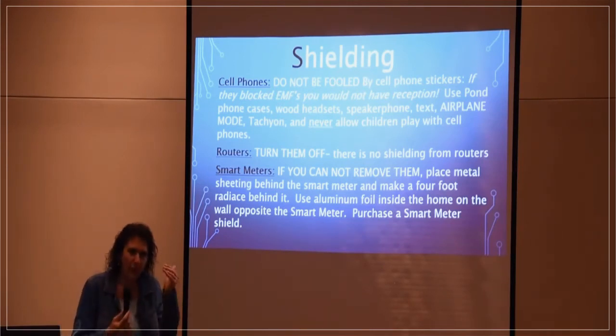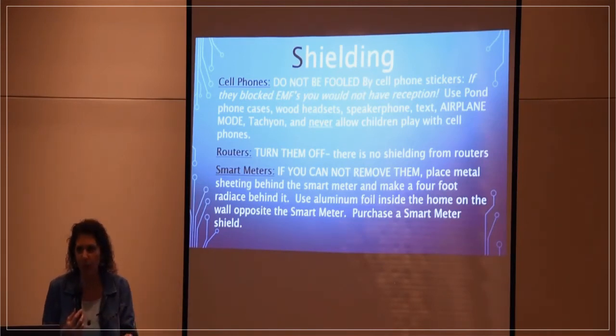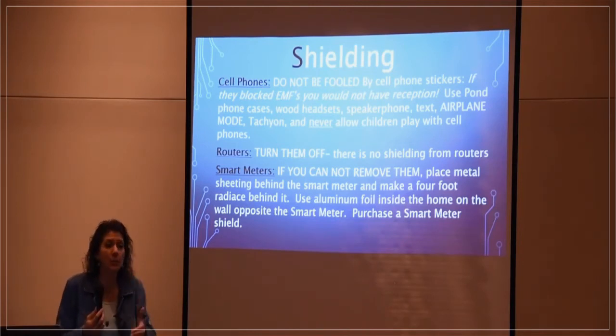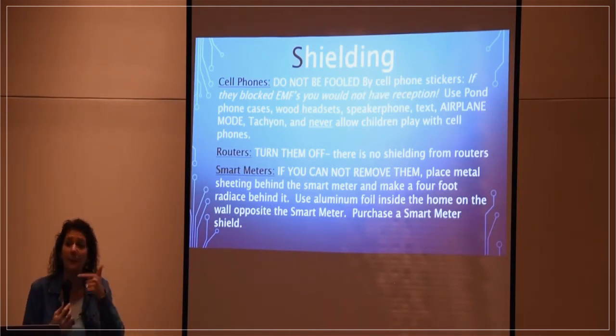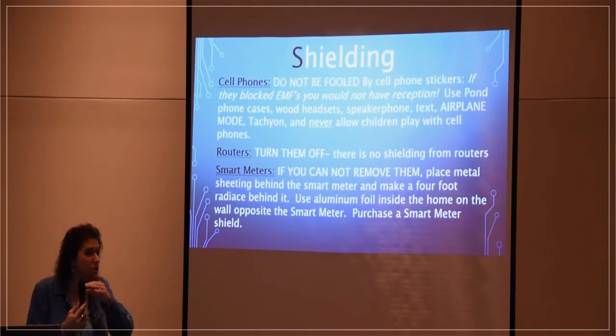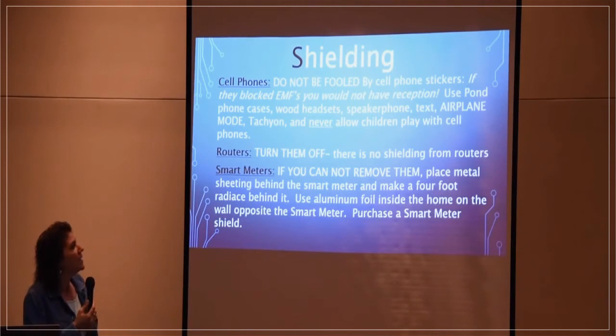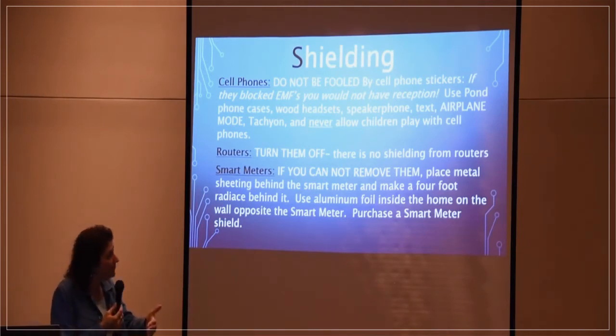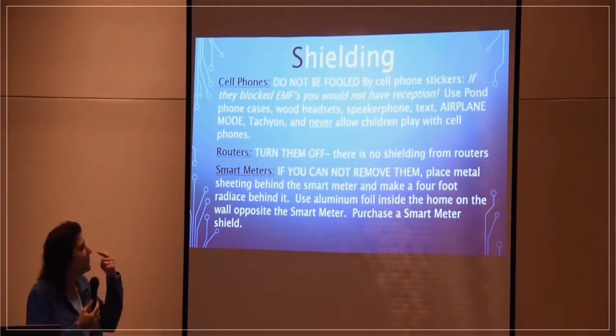None of that will work unless you put it in an aluminum box, right? Put it in a metal box, then you won't have reception. But you cannot put things on the back of your phone and think it blocks an EMF. It will not. Routers, turn them off. There is no shielding from a router. It's impossible to shield your body from a router. Smart meters, if you cannot remove them, place a metal sheeting behind.